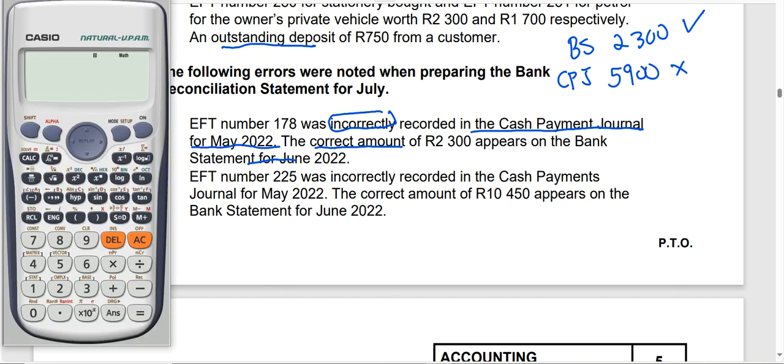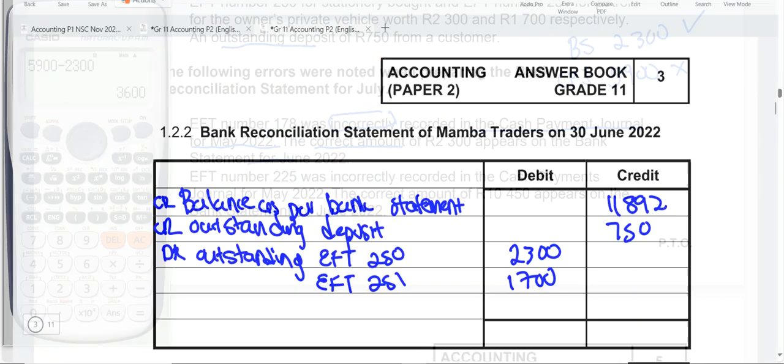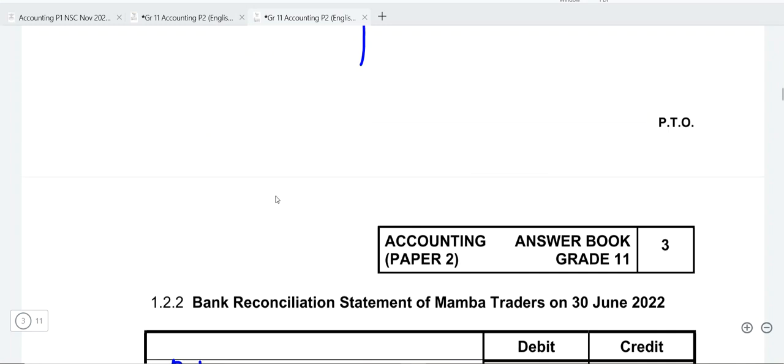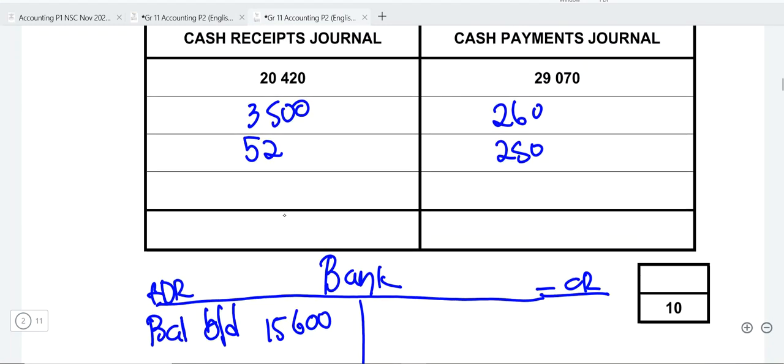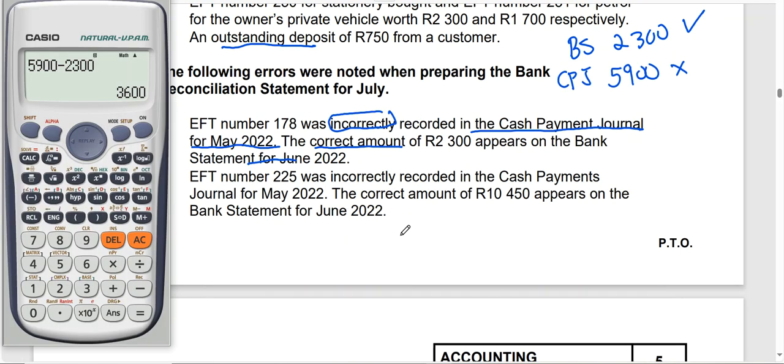So if we say 5.9 minus 2.3, it will give us 3.6. Now this 3.6 is supposed to go in the CRJ, because we correct the overcast in the opposite journal. So 3.6 will go to our CRJ, so we'd have our 3,600 here in the CRJ. Then this will be 2 marks, because remember, it's more like a high order question. Okay, then next we go to the next question.